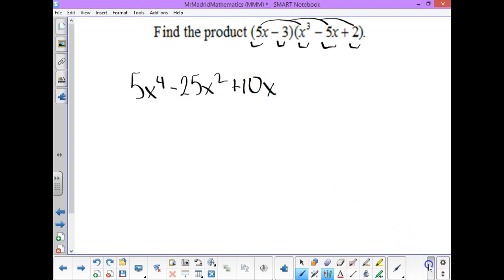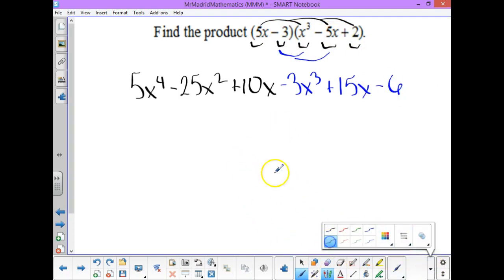Now the second set of distribution, I'll go blue and see if that helps any. We've now got a negative 3 times x cubed, so negative 3x cubed. We have a negative 3 times a minus 5x, so that's plus. We left off at negative 3 times minus 5x, so that's plus 15x. And minus 3 times plus 2, which is minus 6.